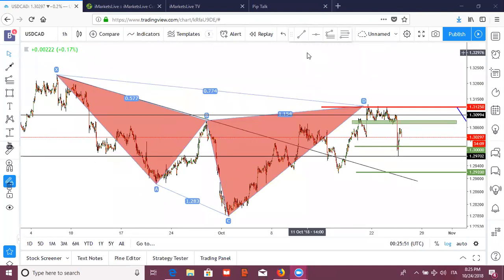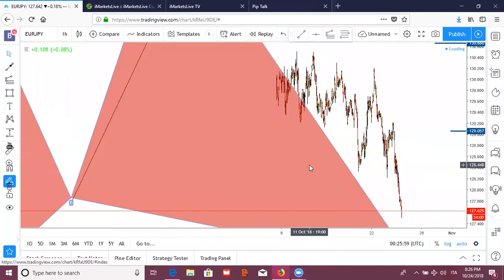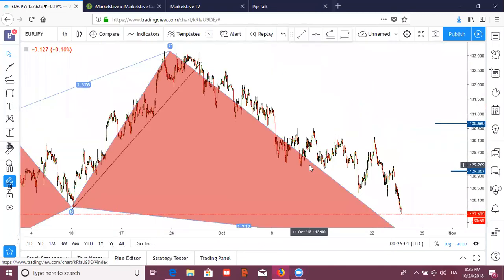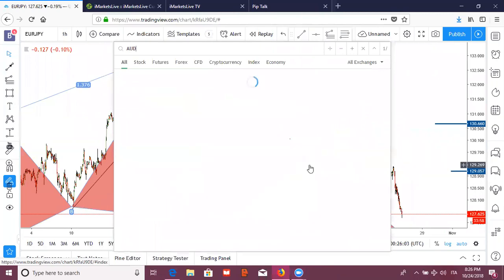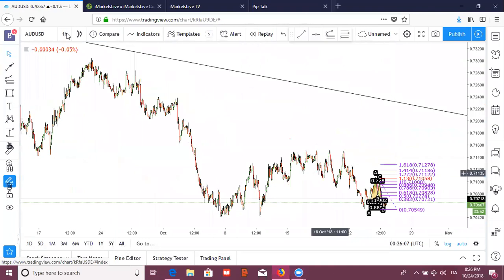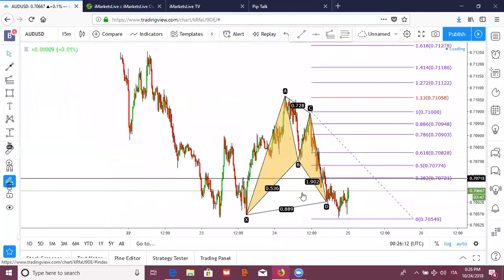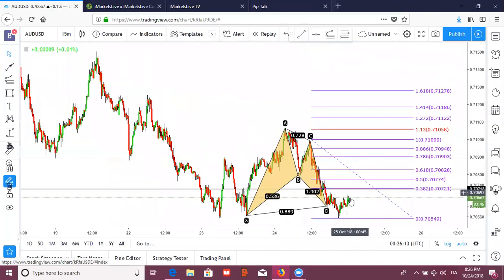So EUR JPY. Let's check out this trade. Oh snap! Wait. Before I go to EUR JPY, let me go to AUD USD and see if target 1 was hit. Go down to a 15-minute chart. All right, target 1 was not hit yet. We should get that push to the upside any minute now.